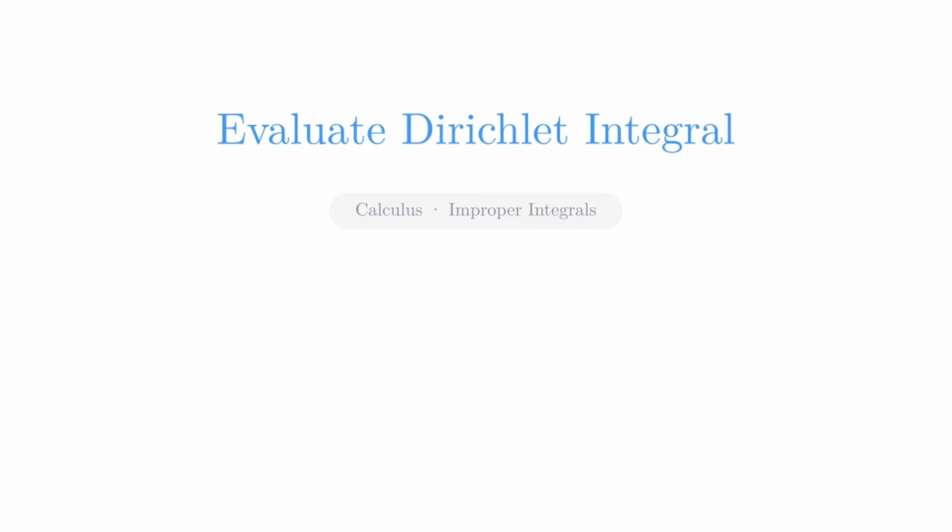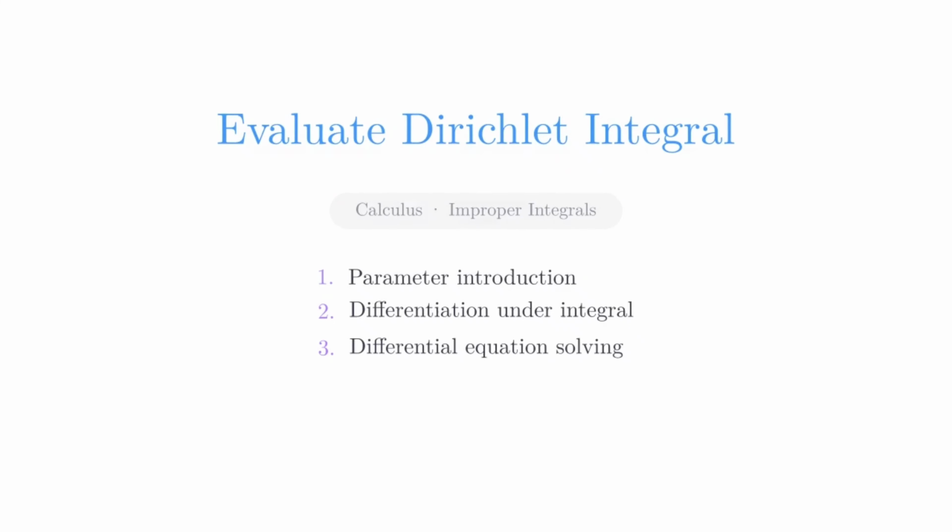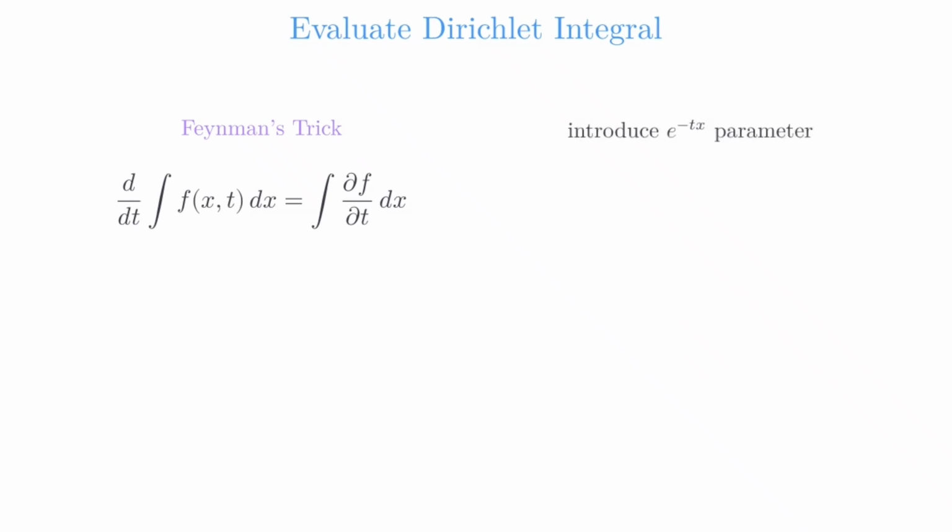This video shows how to evaluate the famous Dirichlet integral using Feynman's parameter technique. This method appears frequently in advanced calculus courses and mathematical physics applications. You'll learn to introduce a parameter, differentiate under the integral sign, and solve the resulting differential equation. We'll use Feynman's trick, differentiation under the integral sign.